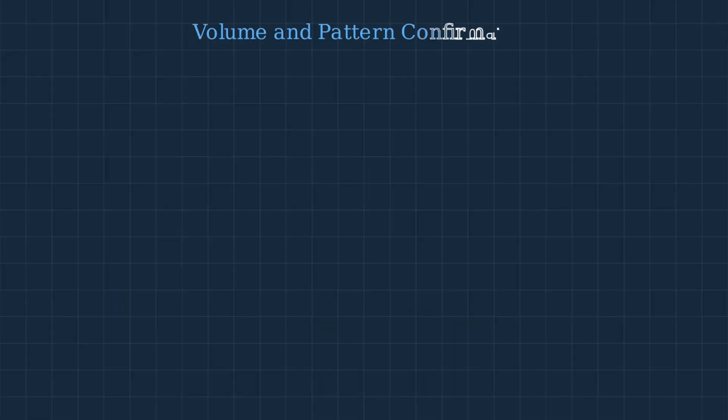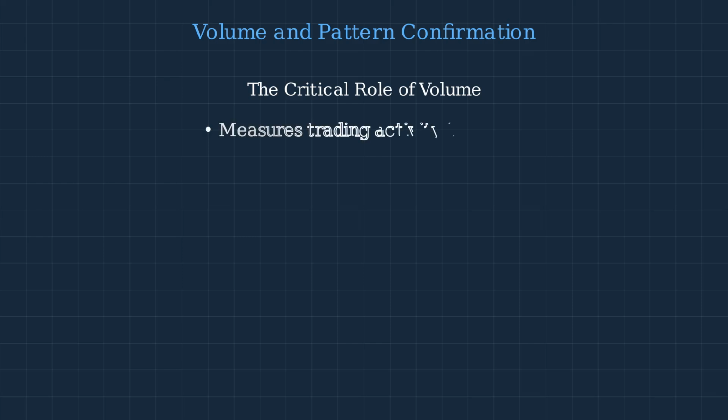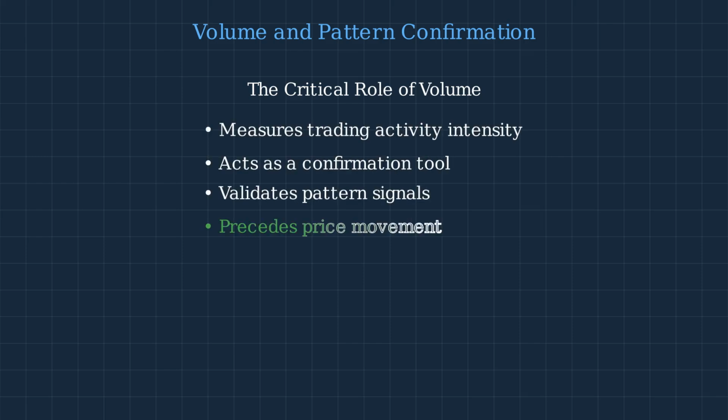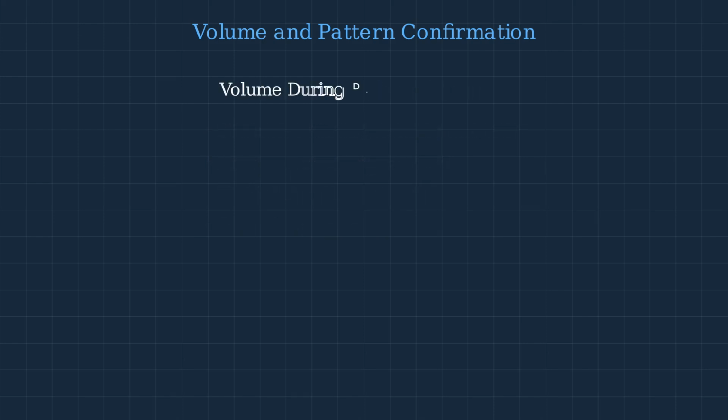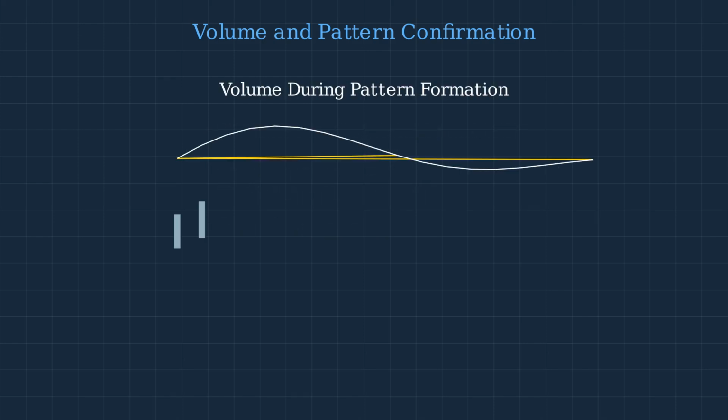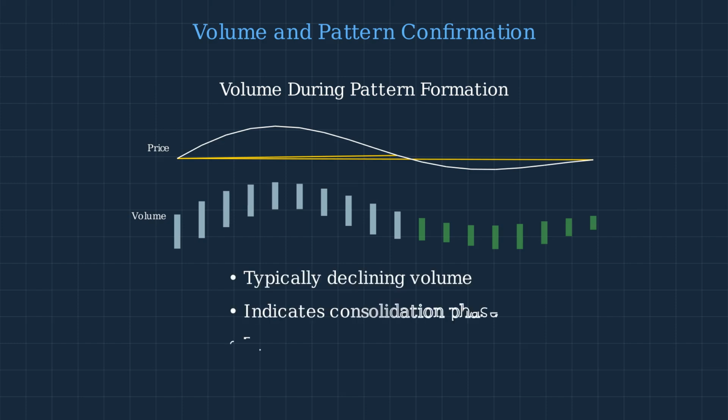Volume plays a critical role in technical analysis by validating chart patterns. Volume measures trading activity intensity, acts as a confirmation tool, validates pattern signals, and often precedes price movement. During pattern formation, volume typically declines as the market enters a consolidation phase. This declining volume indicates a period of uncertainty and diminishing conviction among traders.